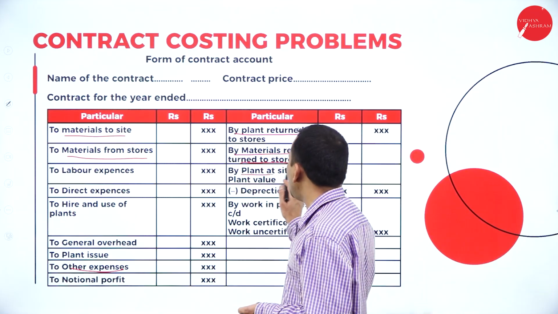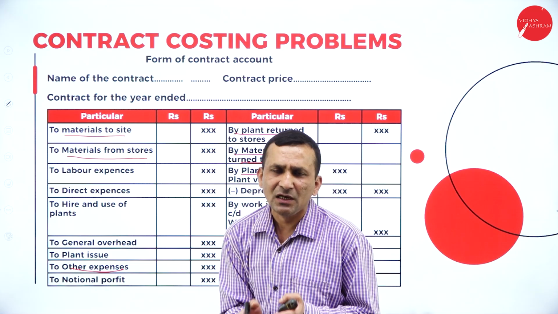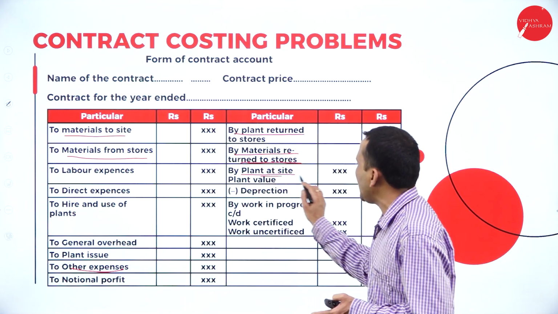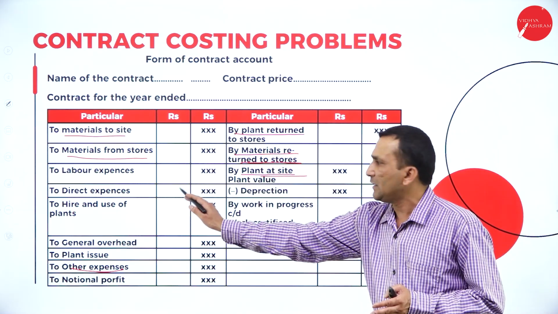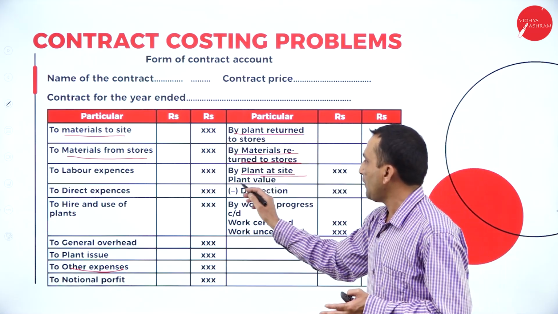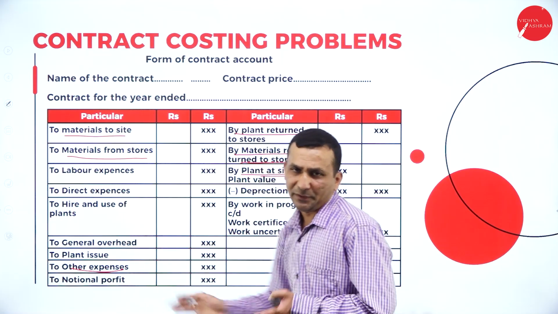And next, plant at site, whatever plant the contractor sent to the site. After usage, at the end of the period you take whatever is available at the site. The plant at site again goes back to the store, and we get the plant value at the end of the period after deducting the depreciation.